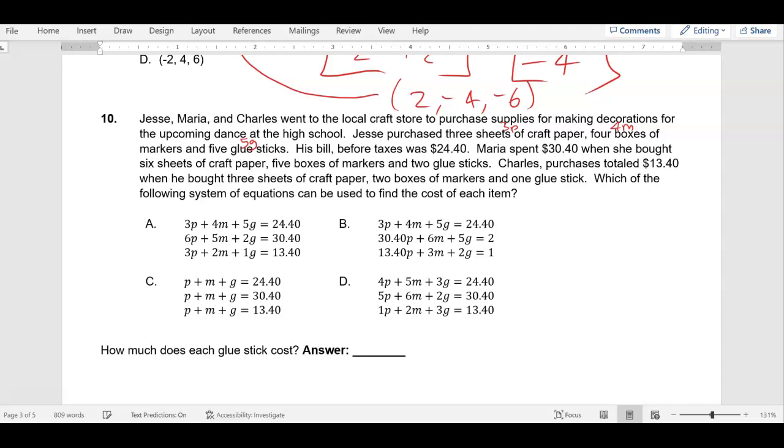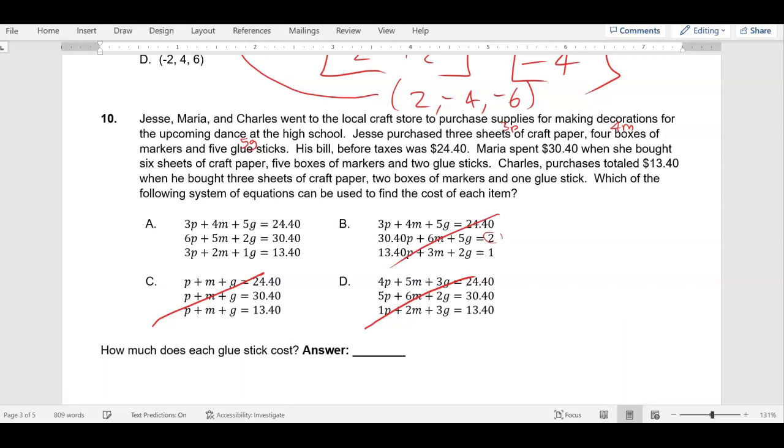So for Jesse, 3P, 4M, 5G. I can tell C is wrong. None of these have 3P, 4M, so that's wrong. Now the next one, Maria spent 30.40. I can already tell 30.40 is not over here, right? But for Maria, it should be what?